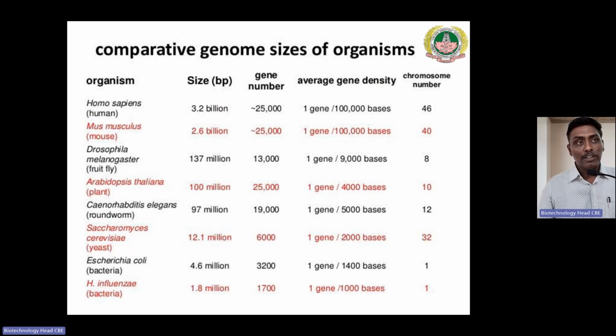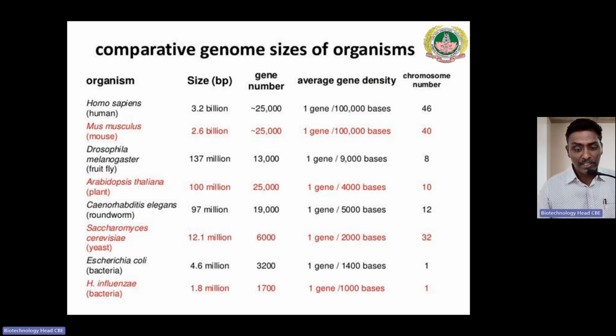The important model organism for plants is Arabidopsis thaliana. The genome size is 100 million base pairs. The gene number is around 25,000. It has 10 chromosomes. C. elegans is also a model organism for nematology. The genome size is around 97.97 million base pairs. It contains around 90,000 genes. It has 12 chromosomes.